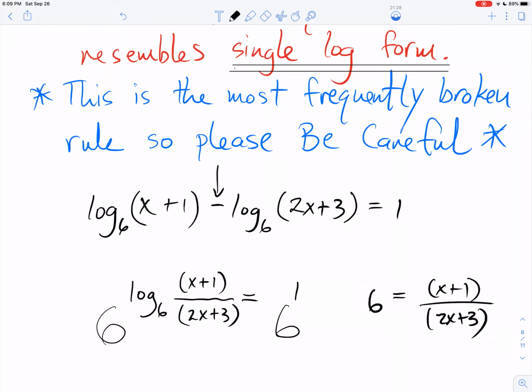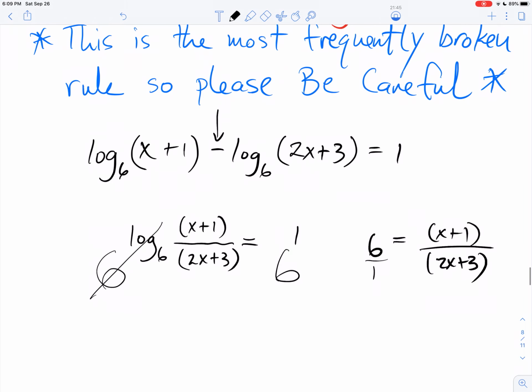And I like to make my brain happy, so I'm going to put a 1 under this, and then I'm going to say, dang, when I rewrote this as a single log equation, and I canceled this goop out, I got myself a proportion. I have a proportion to solve, and I know how to do that. I can cross multiply. I'm going back to my unit 3 rational stuff. So I go 6 times 2x plus 3. Well, that's 12x plus 18 if I multiply that, equals x plus 1. I'm going to get x's on one side, and then I'm going to get number on the other.